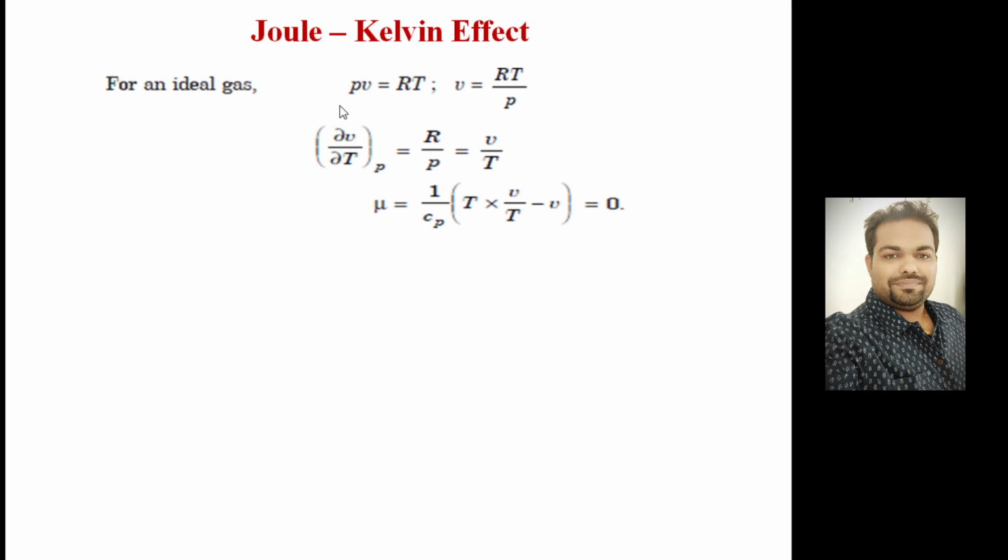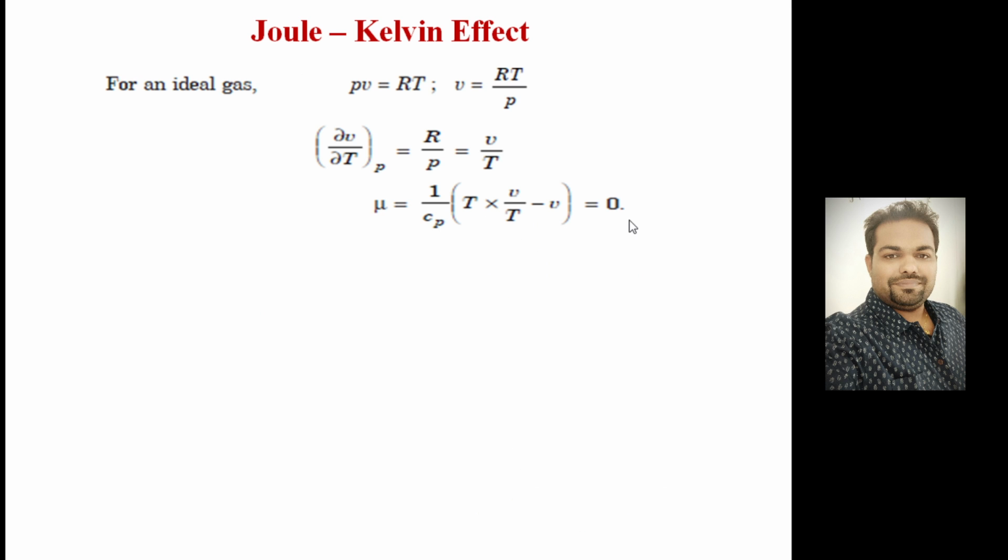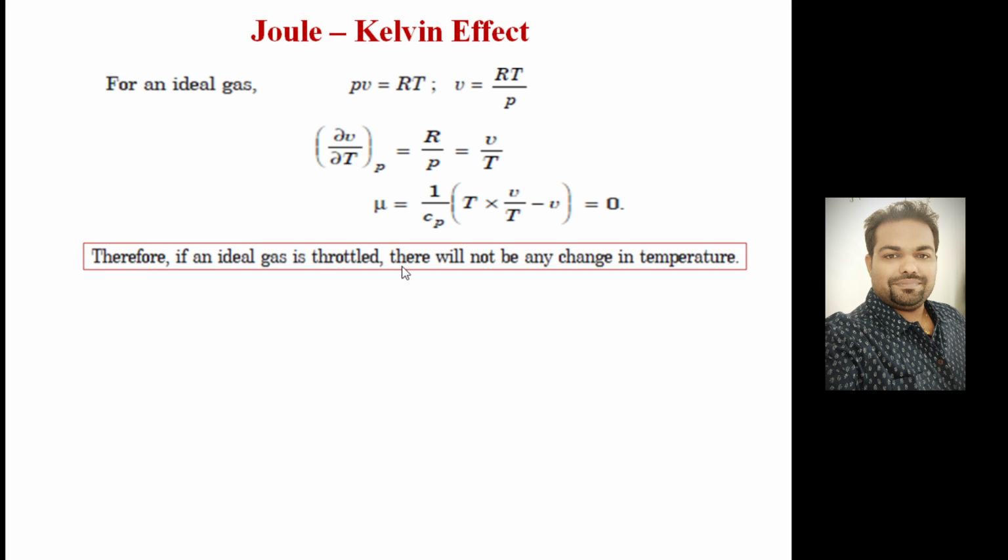Substitute the value of dou V by dou T at P in the equation of mu. So I am having mu here, and here I need to put the value of dou V by dou T at P, which is coming as V divided by T. If you substitute the value, you will get mu is equal to 0. That means, for an ideal gas, temperature is not going to change. There will be no change, so the Joule Kelvin coefficient will be 0 in that case. Therefore, for an ideal gas throttling, there will be no change in any temperature, right? That's why we say for an ideal gas, the enthalpy curve that you are getting will be a straight line.